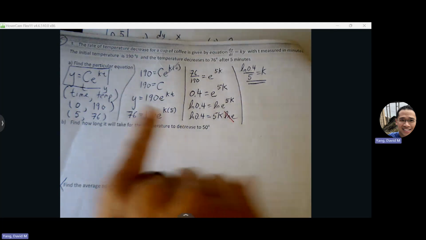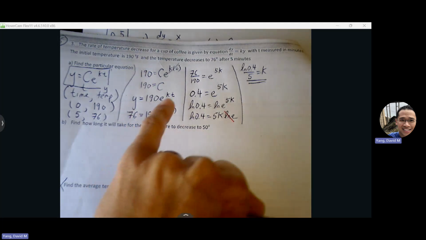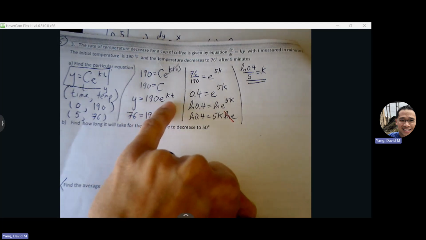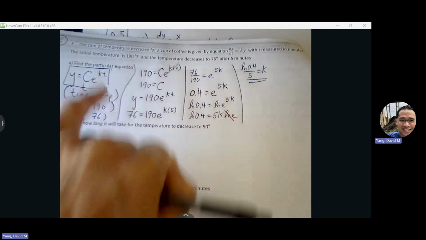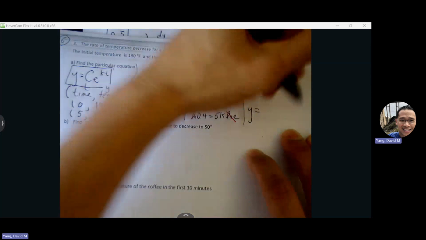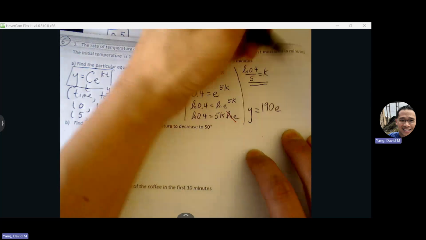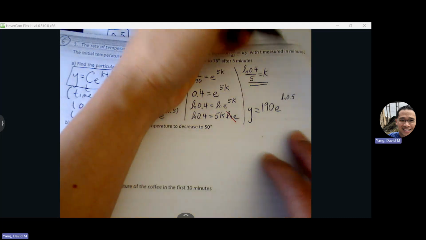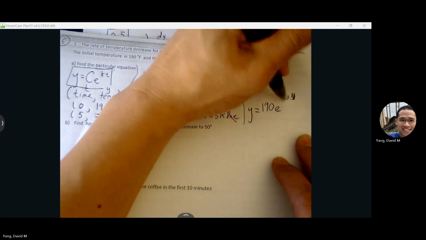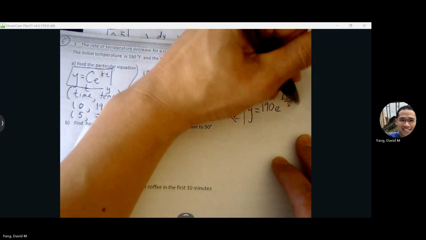Now we can update our equation. We have c figured out. Now we have k figured out. We can rewrite our equation with the c and k filled in with numeric values. So y is equal to 190 e to the natural log of 0.4 over 5, t.